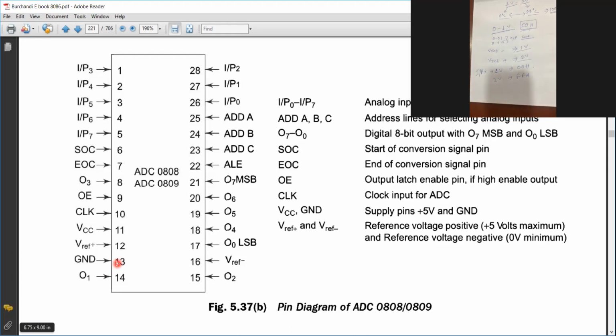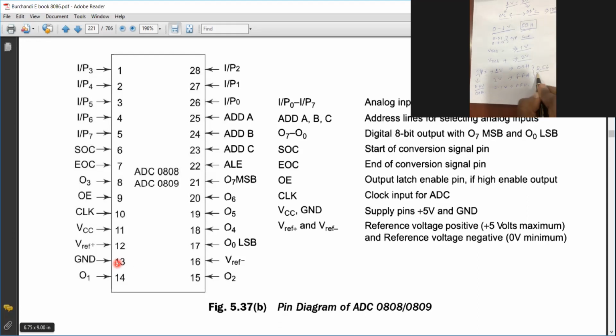Now my question is, if the input channel voltage is 0.9 volt, below 1 volt, what will be the output? It's still 00H, absolutely. Sir, 2.1 volt gives FFH. Similarly, below 1 you will get 0, and after 2 you will get FF. But between 00 and FF, how many combinations will you get?